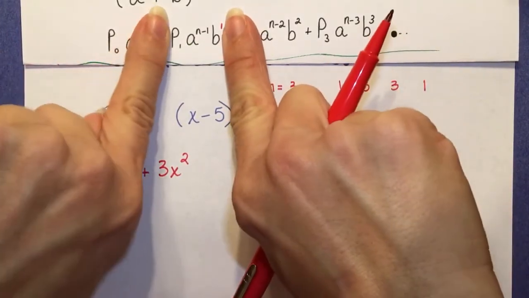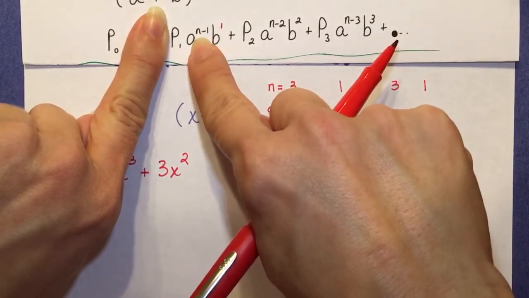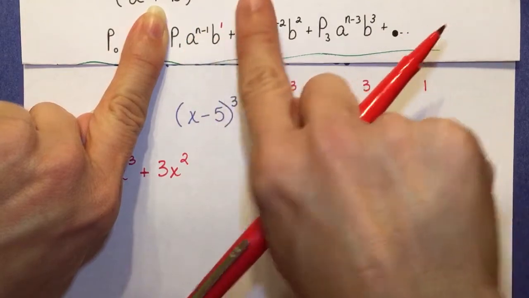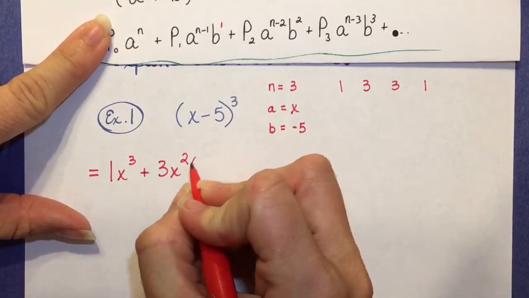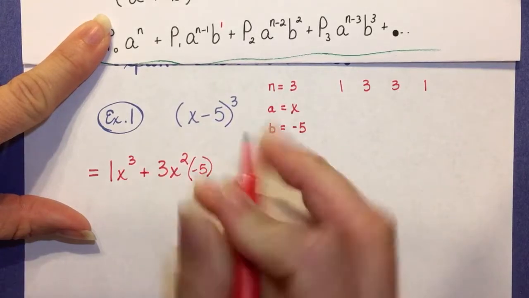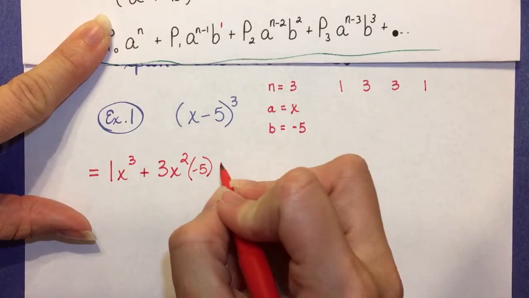Now all of this is being multiplied together. This P sub 1 times a to the n minus 1 times b. So all that's being multiplied. So when I put in my -5, I'm just going to put it in parentheses just to indicate the multiplication. Okay? All right, plus sign.